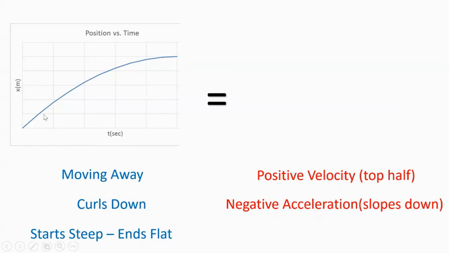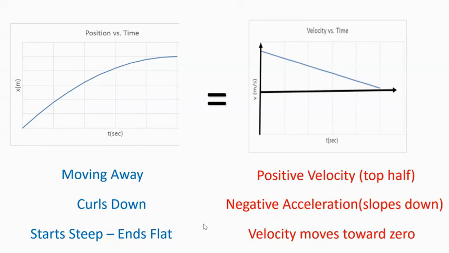This line starts steep and then gets flat. So if you're climbing up this hill, it's going to be hard at first, but it gets easier and easier at the top. That is a sign that the velocity is slowing down. It's getting closer to 0. And so the line on the velocity graph is going to get closer and closer to 0. It's going to have to start away from 0 on the top half and slope downwards until it gets closer and closer to 0. So this is what it would look like right there.